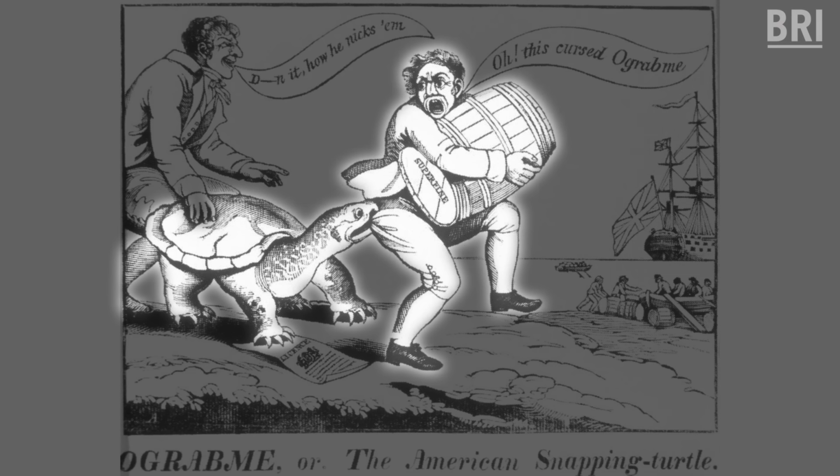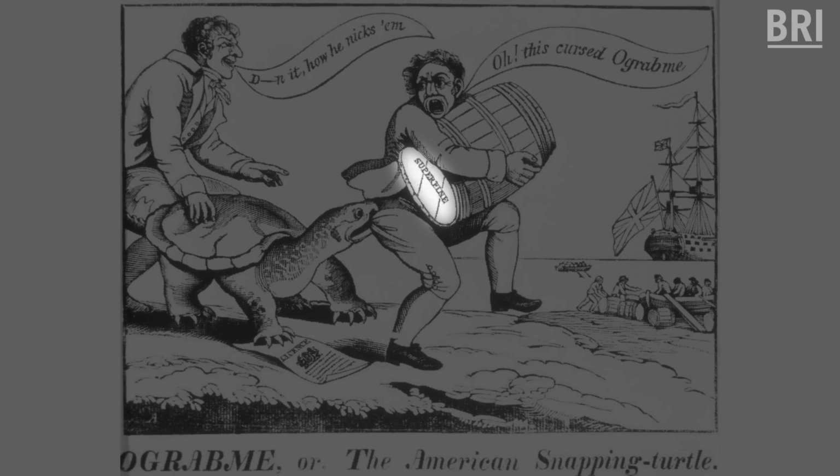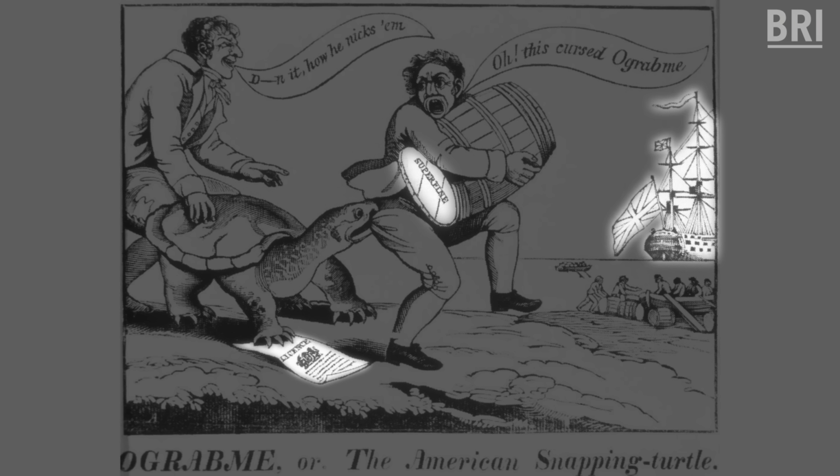The turtle is biting a merchant who's trying to carry a barrel of goods to a boat on shore. He says, "Oh, this cursed oh grab me." The barrel reads super fine, indicating that these barrels are full of flour. The turtle stands on an official-looking document that says license. In the background, ships sit at sea, waving the British flag.